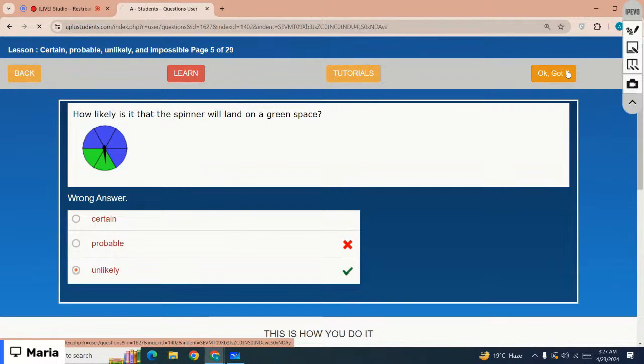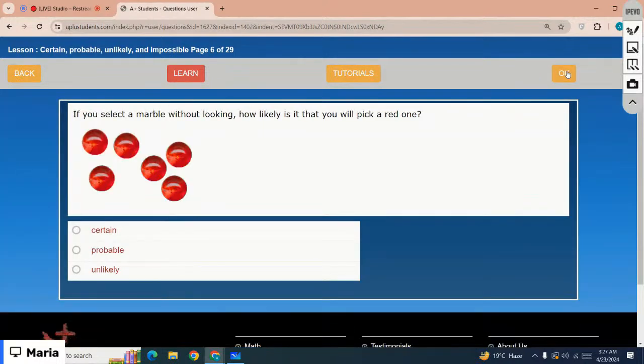Okay, the next one is if you select a marble without looking, how likely is it that you will pick a red one? Which is the correct option? Certainly, you will pick a red one, right? Because all of them are red, so whenever you pick, you will pick a red one.